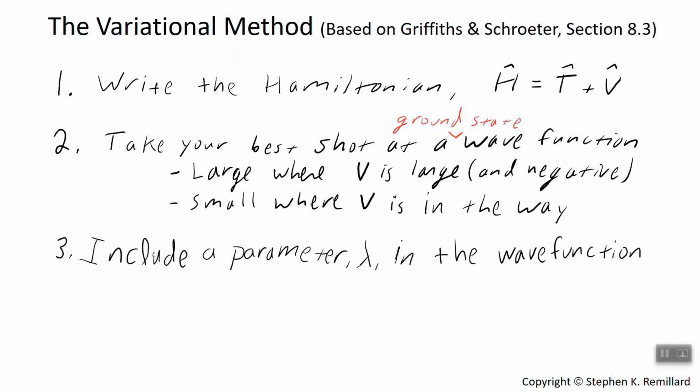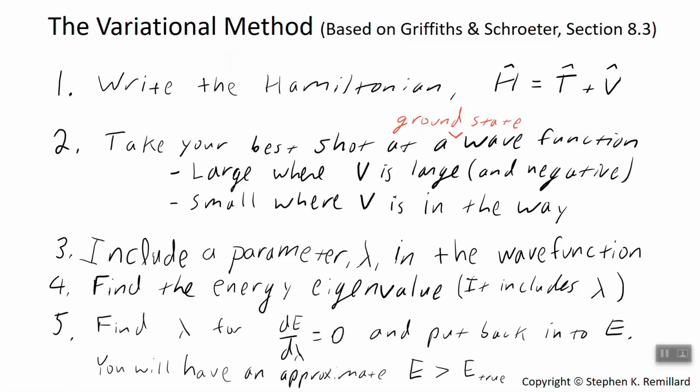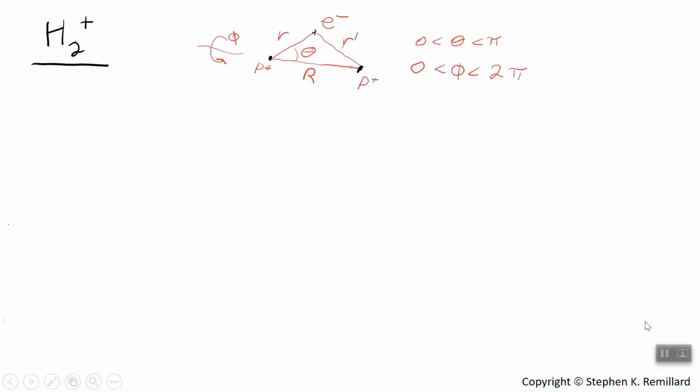You include a parameter in your wave function. I just said lambda for the sake of saying something here, but in fact in today's example we'll call it big R. But you include a parameter. It's not a variable. It goes through the whole calculation as a constant. And then when you get all done, you find the energy eigenvalue, which includes that parameter, and you differentiate that energy eigenvalue with the parameter in order to find the value of the parameter where the energy is a minimum, and that's your best estimate of the energy eigenvalue. You'll get something that is always greater than the true energy, which is actually built into the variational theorem. It will hopefully be close. The more accurately you guess the wave function, the closer it will be.